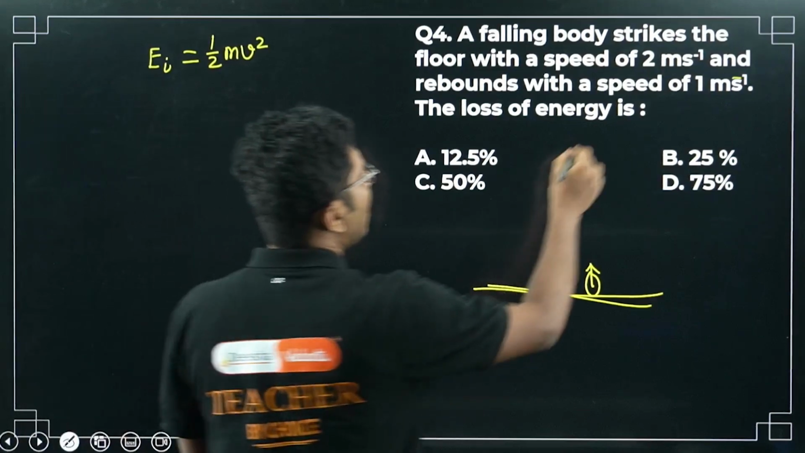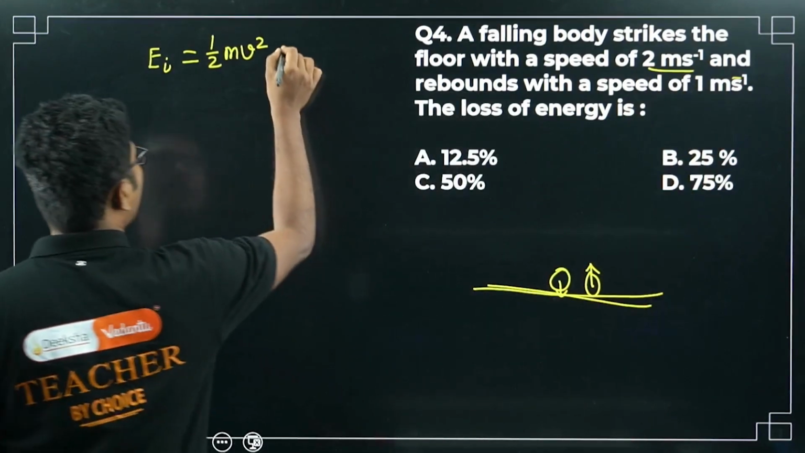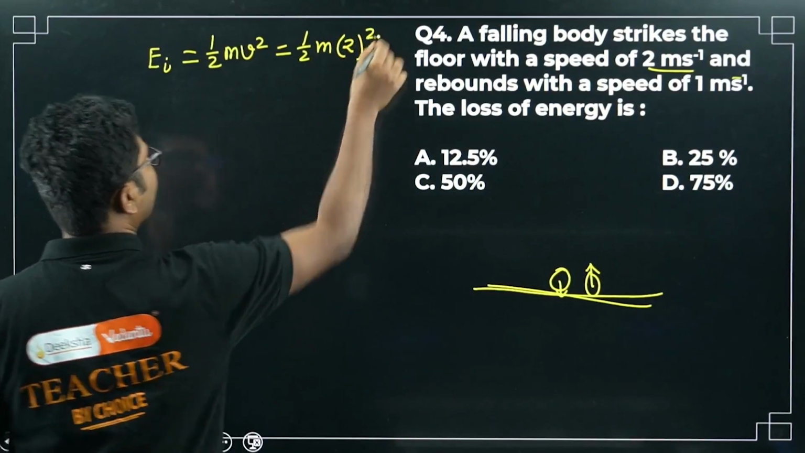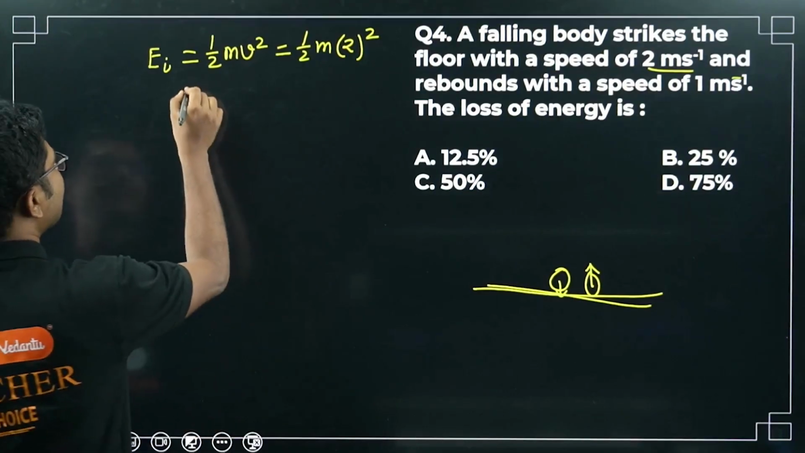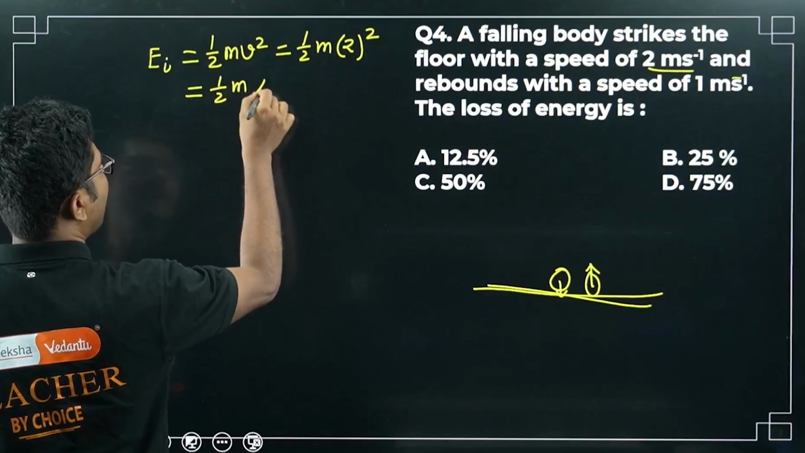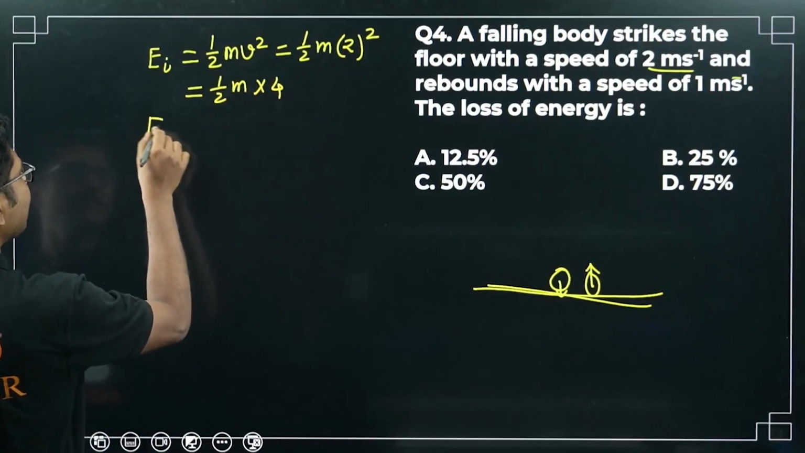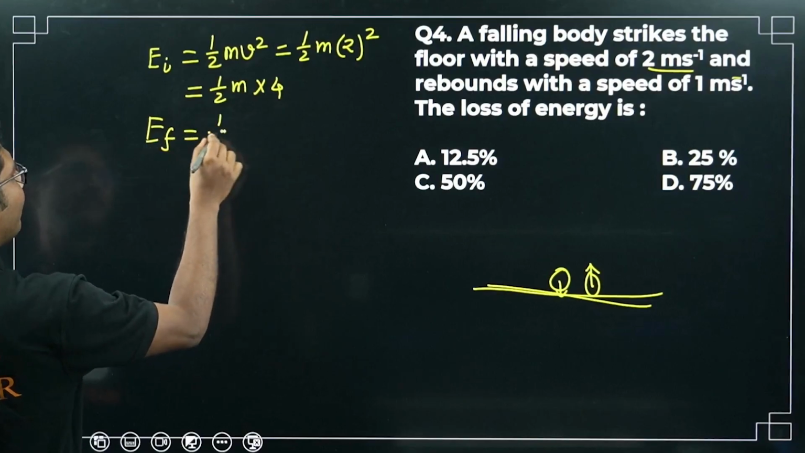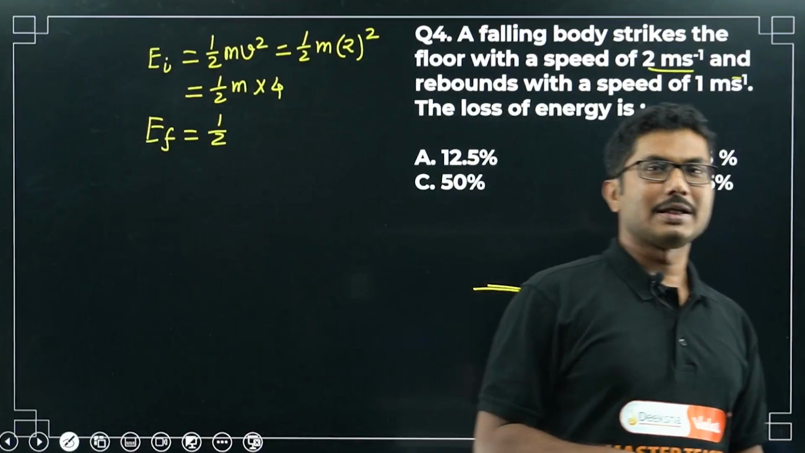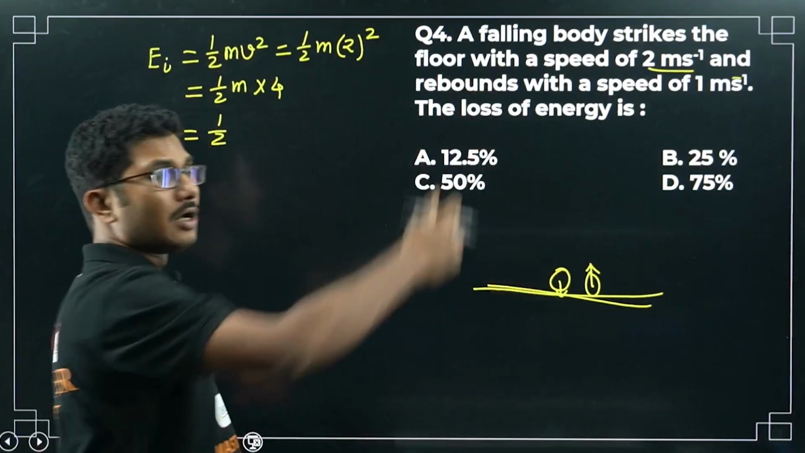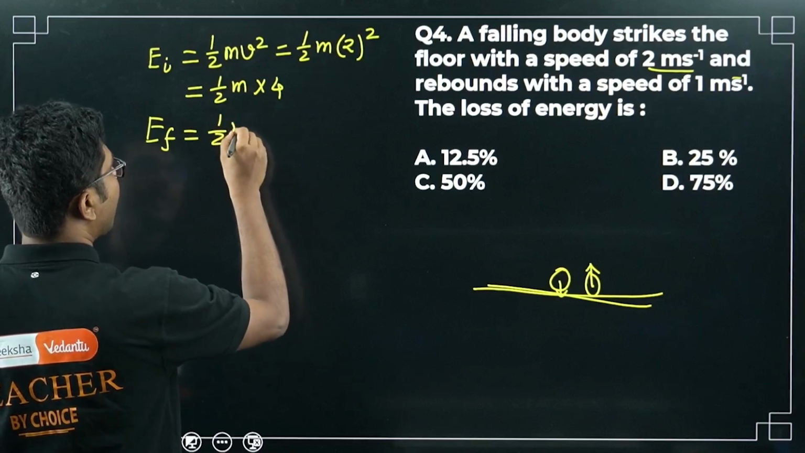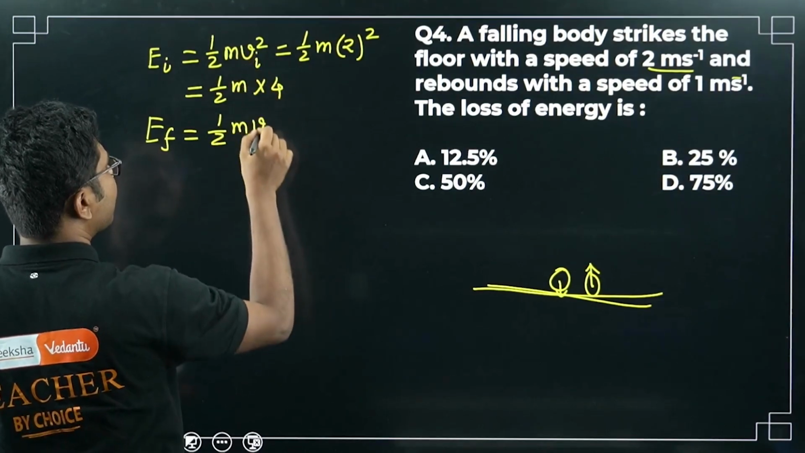Initial speed was 2 meter per second. So half m times 2 square. So this is the initial kinetic energy, that is half m times 4. What is the final kinetic energy? Again, total energy will be kinetic energy in the final case as well, because it is just about to rise, so there is no height of the object. So again total energy will be half m v f square.